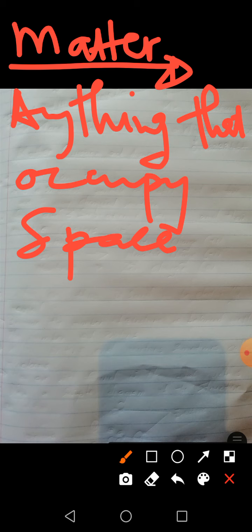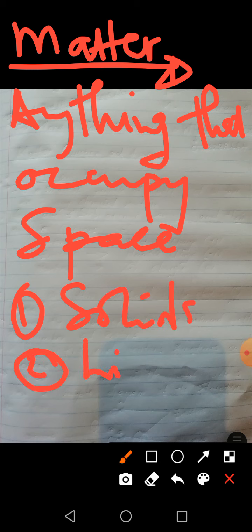So let me explain something here. This is from our syllabus, but it's important when we want to talk about atoms. Matter being anything that has mass and a volume, or anything that occupies space, can be found in 3 states. Number 1, there are solids. Number 2, liquids. Number 3, gases. These are the 3 forms in which we can find matter.